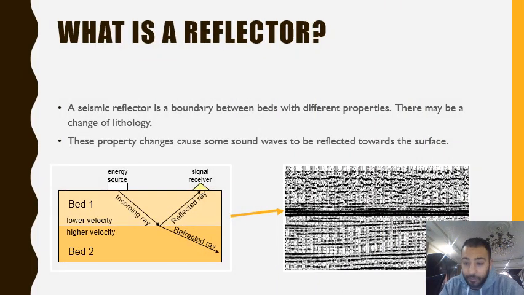Okay, what is a reflector? A seismic reflector is a boundary between layers with different properties. There may be a change of lithology. This change in lithology can cause a change in impedance, and so a change in the velocity of the waves or the density of the layer. This property causes some sound waves to be reflected towards the surface again, to be received by the geophone, or to be transmitted into the subsurface in the shape of refracted rays.